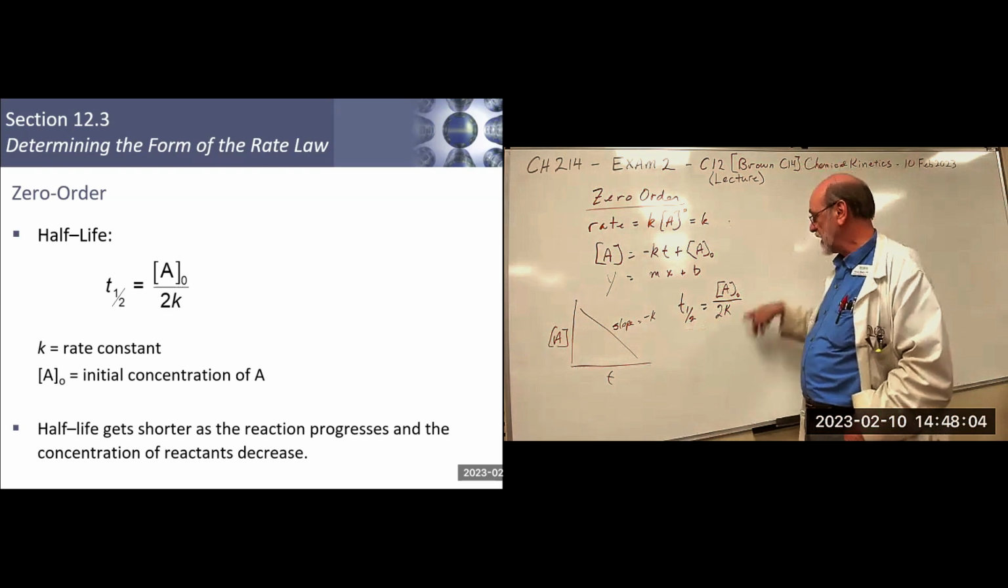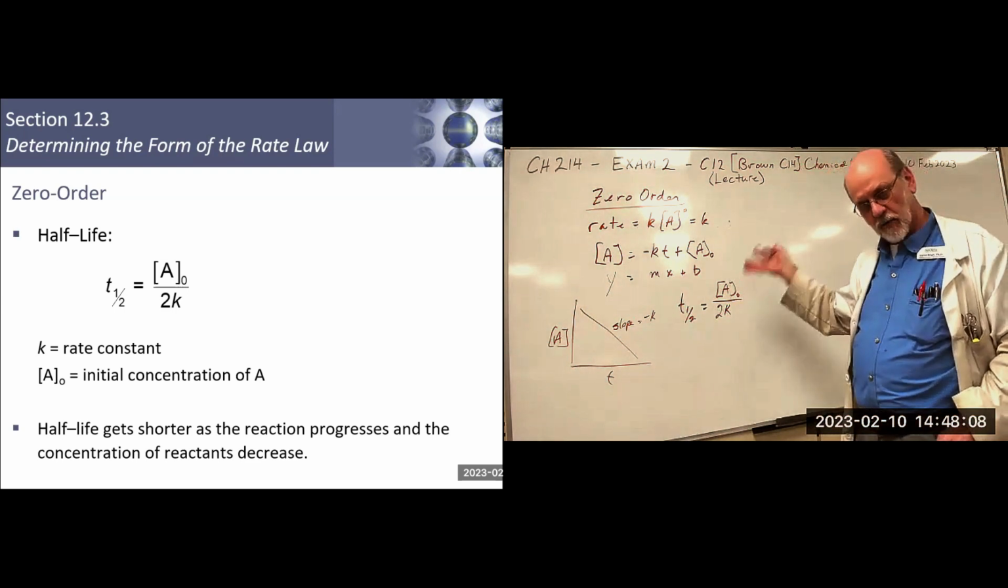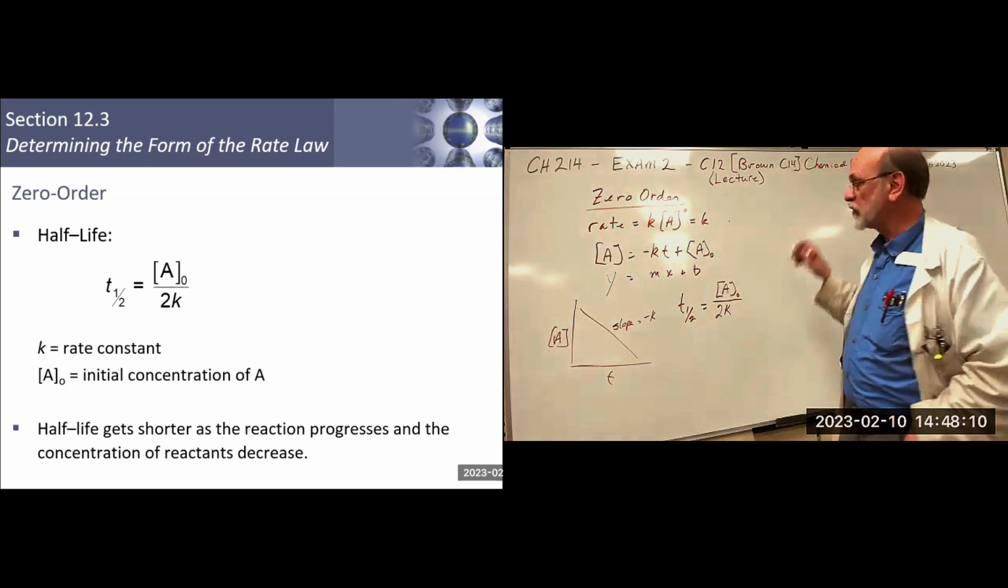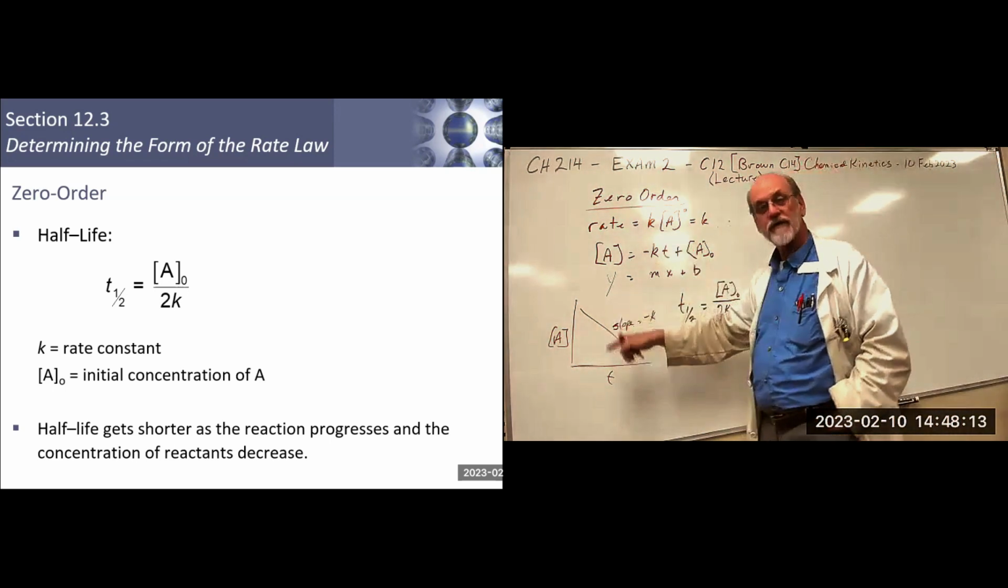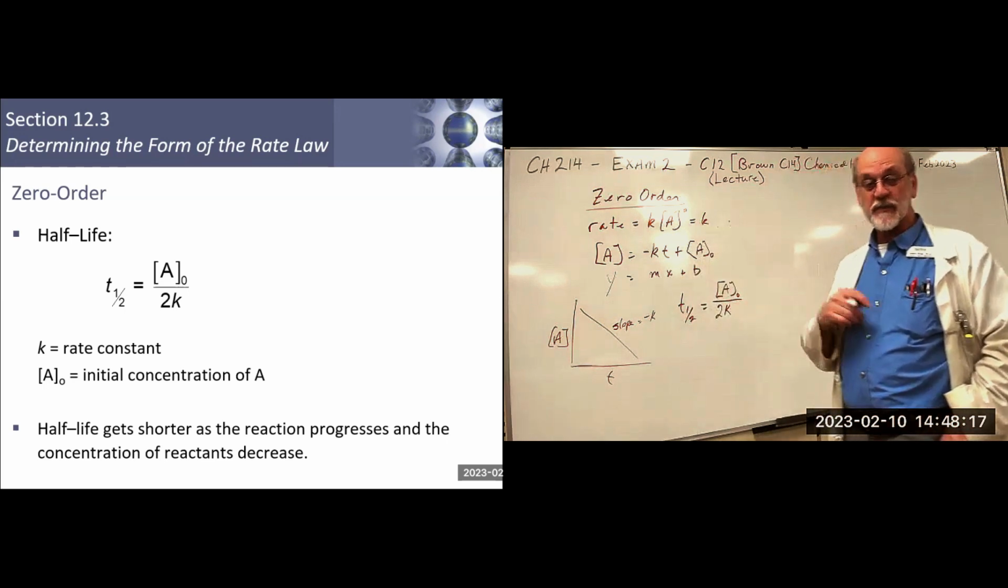If you know the half-life and you know this value, you can find out K from there. So this formula could be useful. Once you've determined it's zero order, then you can use it. Okay, you can't just plug numbers into it and expect the right answer.